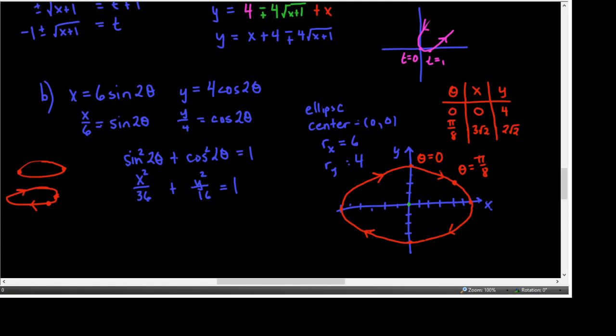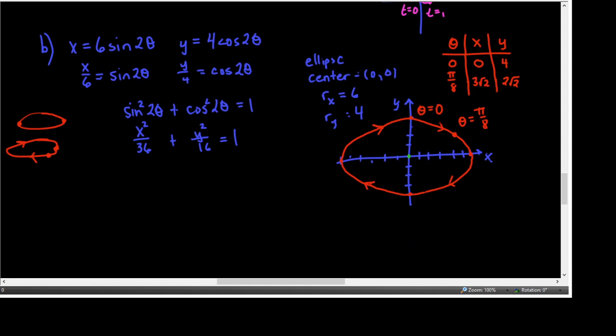Okay, and again, I did the graph sort of as extra. The answer we were looking for was that equation, x squared over 36 plus y squared over 16 equals 1. But doing the graphing helps you get a fuller picture of everything that you might be asked to look at for a given problem. Okay, so let's look at C.